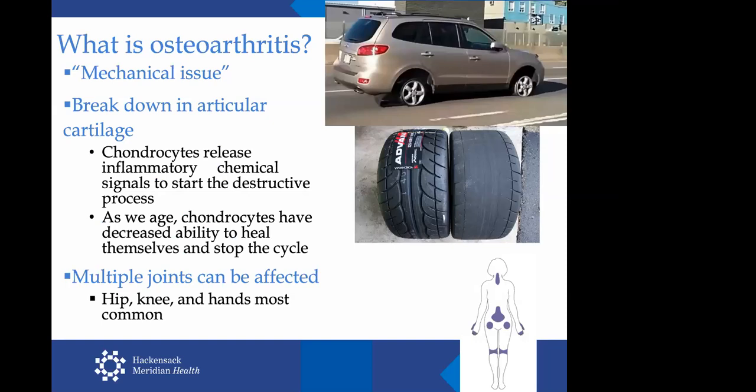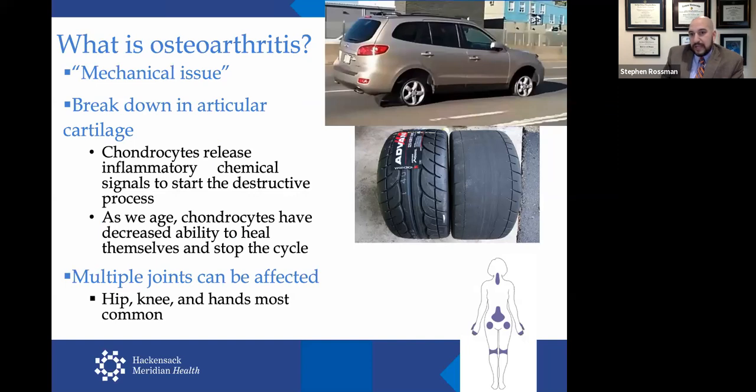So what is osteoarthritis? Osteoarthritis is a mechanical issue, and it's a breakdown of the articular cartilage. The analogy I like to use is treads on a tire, okay? When we're all young and born, we have nice new tires, and just like tires, when they get 50,000 miles on them, they start getting bald, and the treads wear down. That's the basic way to think about cartilage in your knee or your hip or any joint for that matter. Basically, the cartilage cells release inflammation, which starts a chemical reaction, and the bottom line is the cartilage gets worn down over time. Multiple joints can certainly be affected, but the most common joints are the hip, knee, and hands. But it can be any joint in the body.